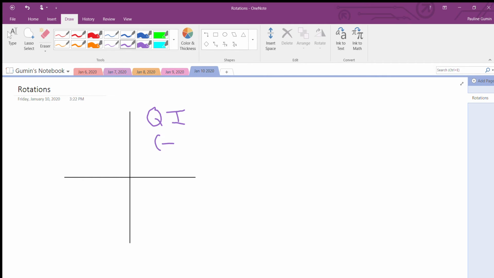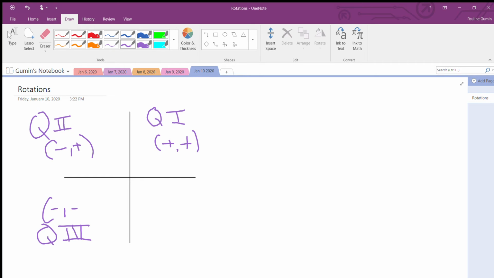In quadrant 1, both x's and y's are positive. I'm going to the left. Here is quadrant 2. In quadrant 2, x's are negative, y's are positive. I'm going to rewrite that Q because it is definitely bothering me. Okay, here is quadrant 3. In quadrant 3, both x's and y's are negative. And lastly, we have quadrant 4, where x's are positive, y's are negative.